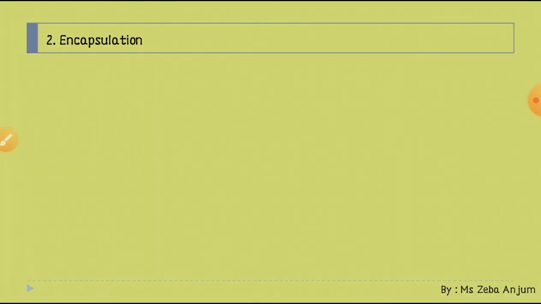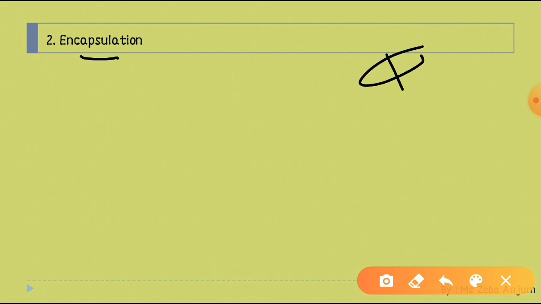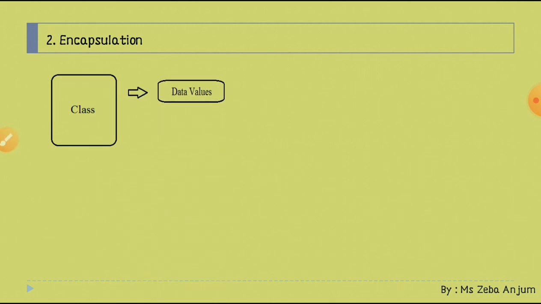Coming towards your second principle of object oriented programming, that is encapsulation. Encapsulation itself contains the word capsule, and we all know how a capsule looks. Actually, two or more salts are clustered together, and we take this capsule as a single unit. The same concept we will apply in encapsulation. We all know about a class. Yes, we know a class contains mainly two things: first, data values, and second, member functions.